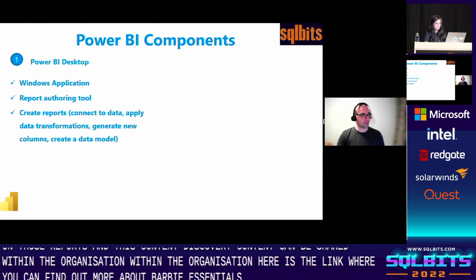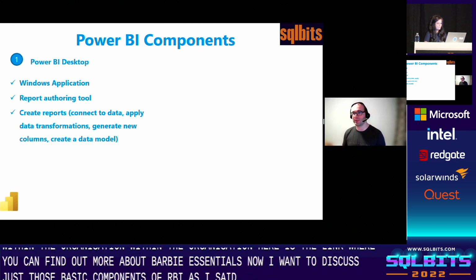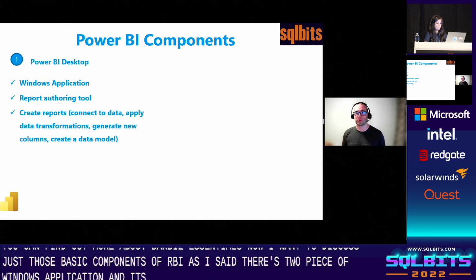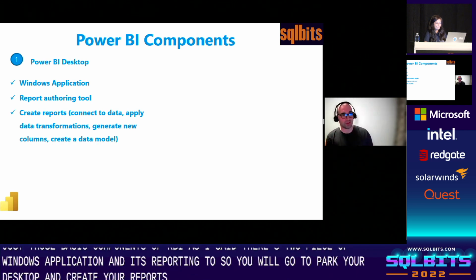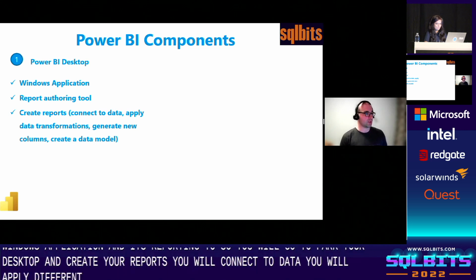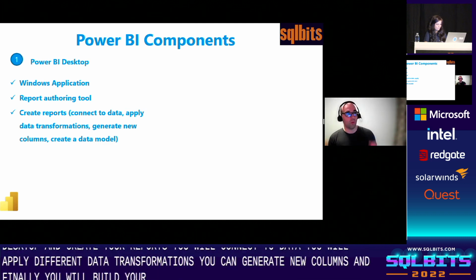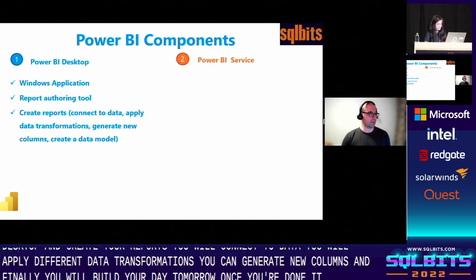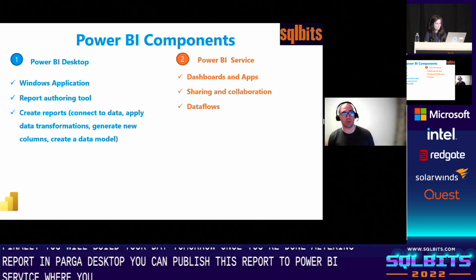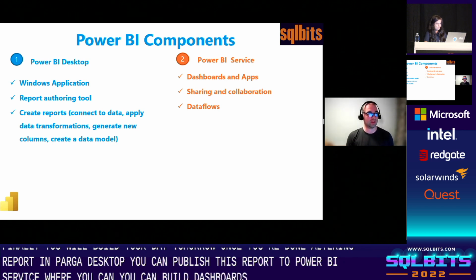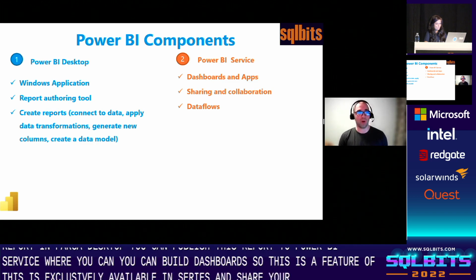Now I want to discuss just those basic components of Power BI. As I said, Power BI Desktop is a Windows application, and it's a report authoring tool. So you will go to Power BI Desktop and create your reports. You will connect to data, apply different data transformations, generate new columns, and finally build your data model. Once you're done authoring the report in Power BI Desktop, you can publish it to Power BI Service, where you can build dashboards. This is a feature that is exclusively available in Service.